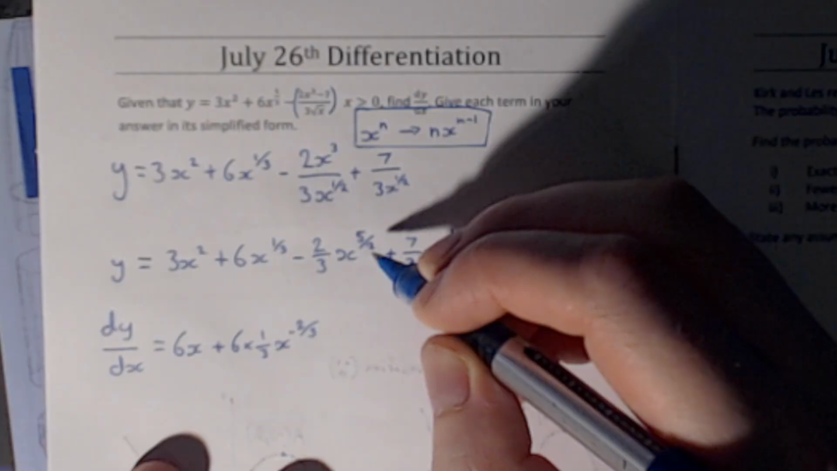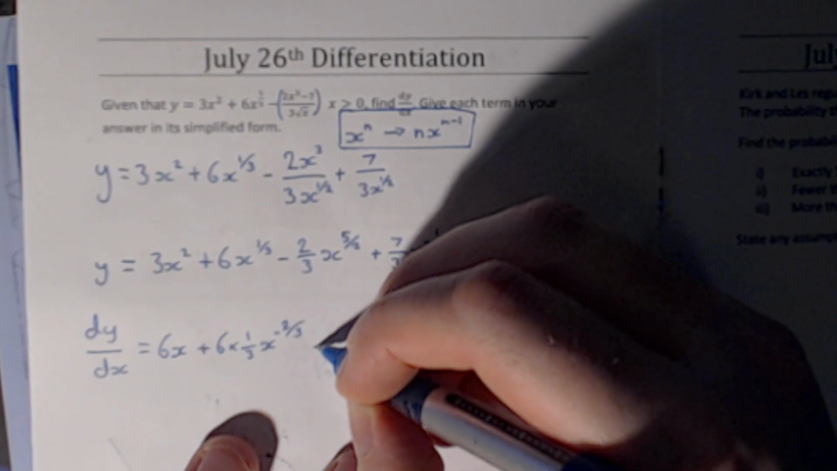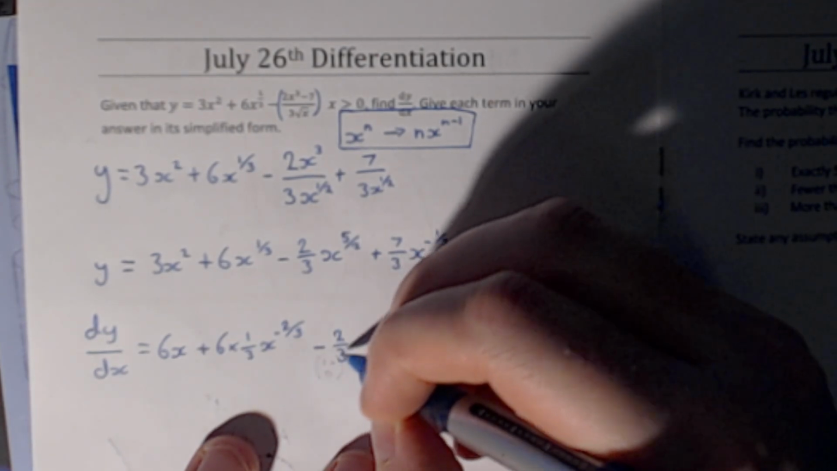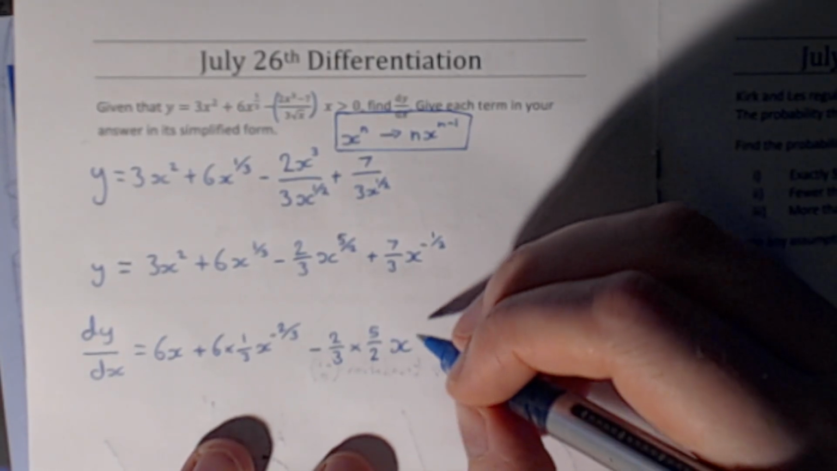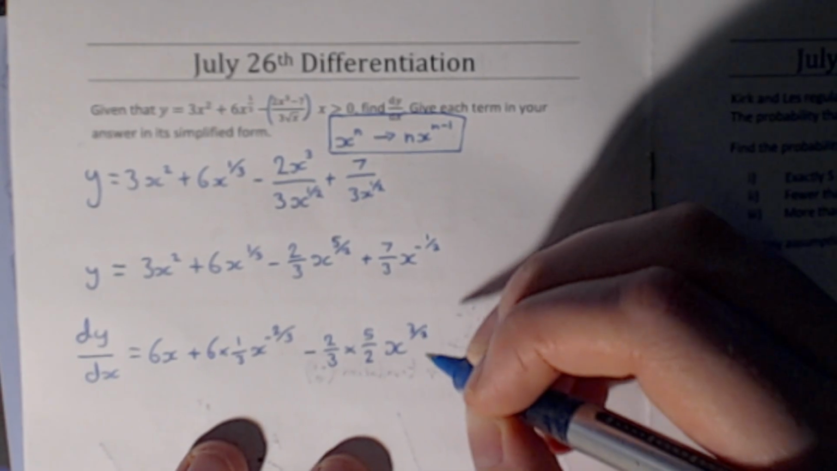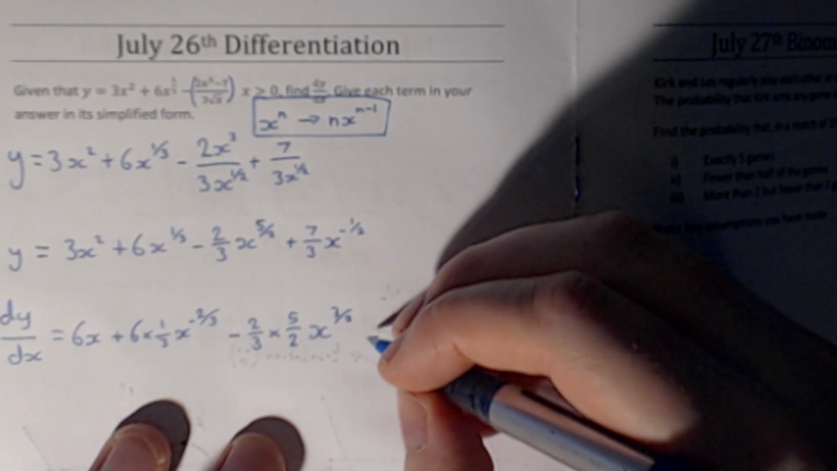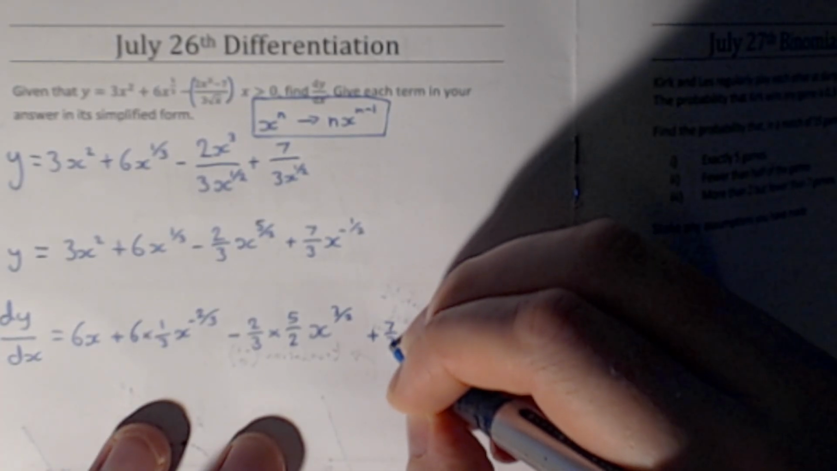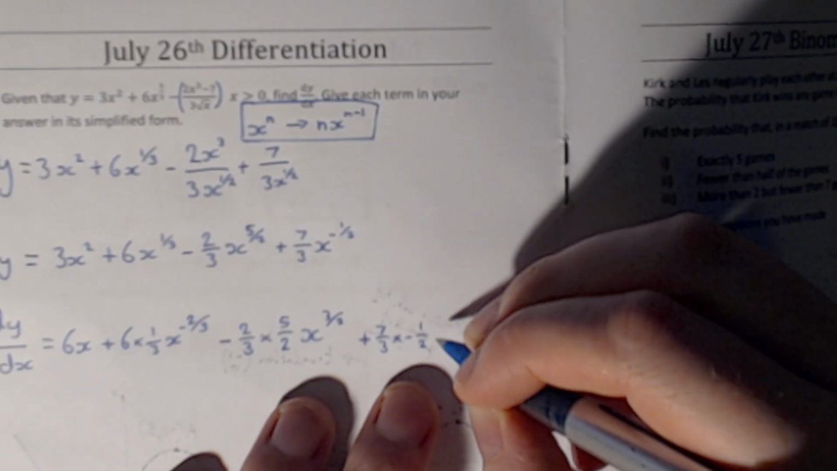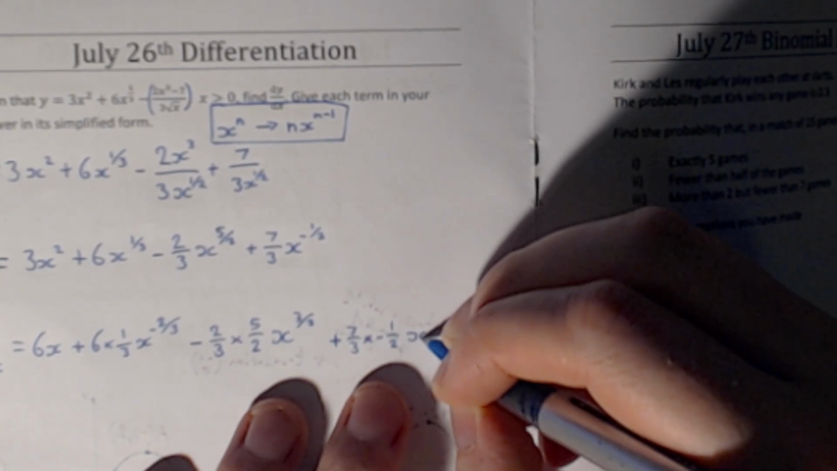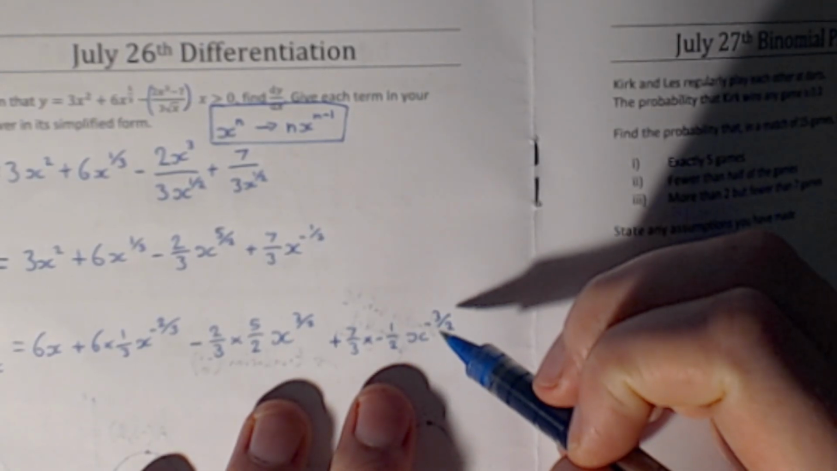Subtracting 1 from 5 over 2, that's going to give 3 over 2. So we can have negative 2 over 3 times by 5 over 2 x to the power of 3 over 2. And last of all, we're going to add 7 over 3 times that by negative a half, and have that x be to the power of negative 3 over 2. Again, reducing that power by 1.